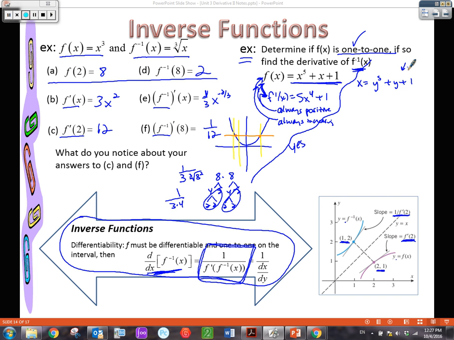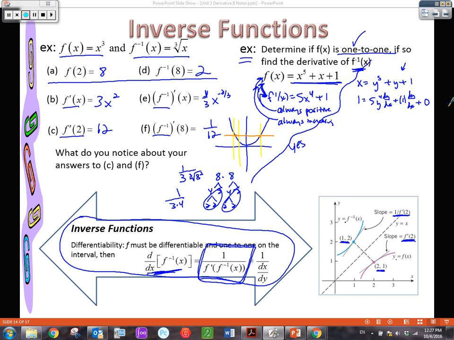So now we're going to take the derivative with respect to x. So the derivative of x would be 1. The derivative of y to the fifth would be 5y to the fourth dy dx. Plus derivative of y would be 1 dy dx. And the derivative of 1 is 0. So this is implicit differentiation, which we've been working on for a little while now.